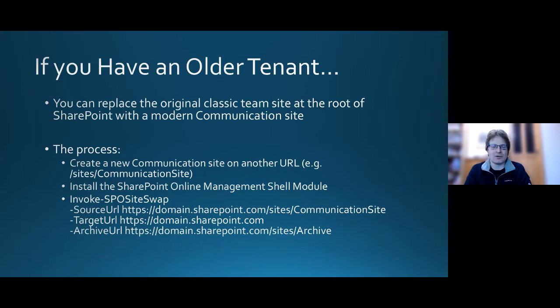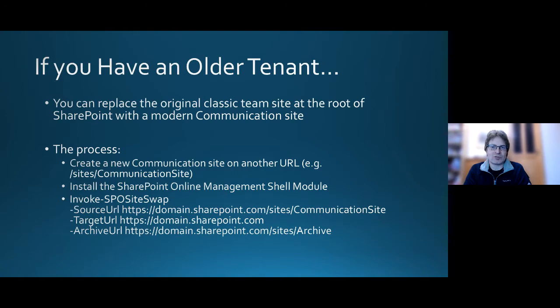Okay, so the process is you create a new communication site on a different URL. You then install the SharePoint Online Management Shell module. That used to be a separate download, and now it's actually available from the PowerShell Gallery. And then you run that command at the bottom, the Invoke-SPOSiteSwap. You give it a source URL, a target URL, and an archive URL.